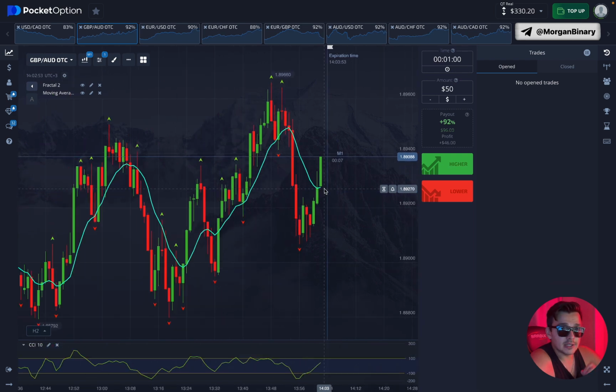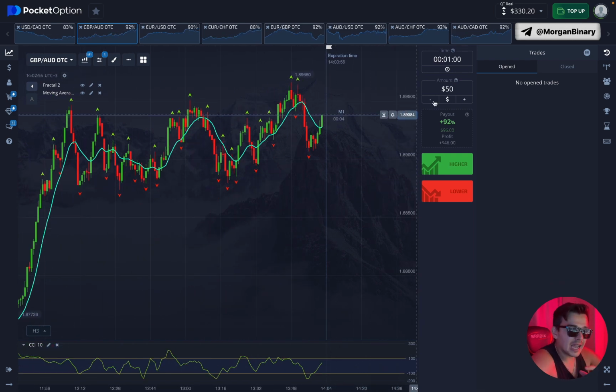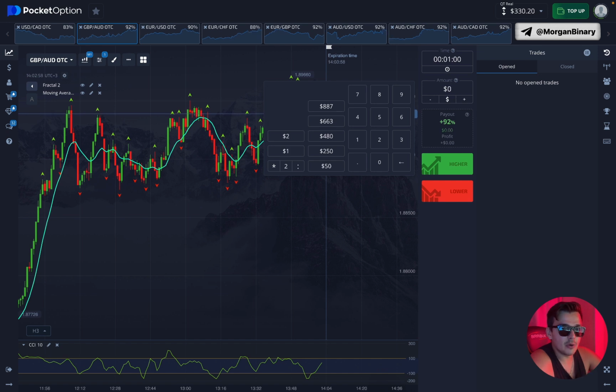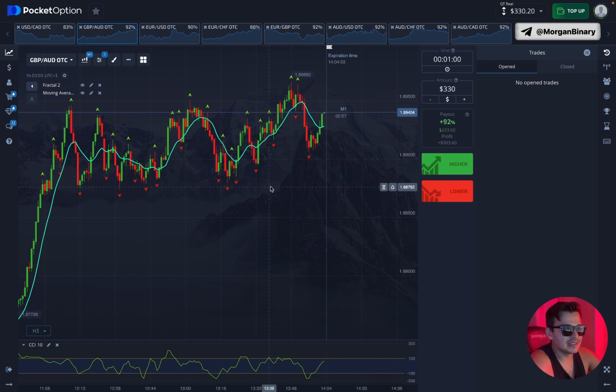To solidify the result, I'll bet my entire balance on the next trade for a significant profit. Today's trading is going really well, so let's try our luck. Let's proceed and select the next currency pair.